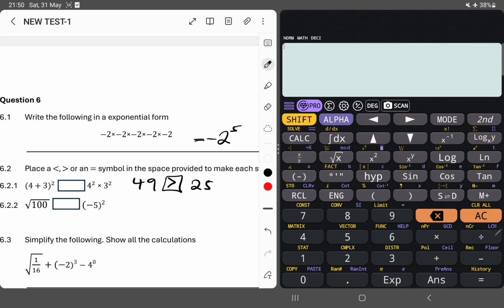Therefore, on the other side, 6.2.2, I'll have the square root of 100, which is 10. And I'll have open bracket negative 5 squared, which is how much? Which is 25 again. Are 10 and 25 the same? Nope, it means I cannot have an equal sign. I cannot have that sign. But then is 10 less than 25? Yes, it means this is the sign that I'll have. 10 is less than 25. Therefore, here I'll have this part, this sign, and that particular sign.